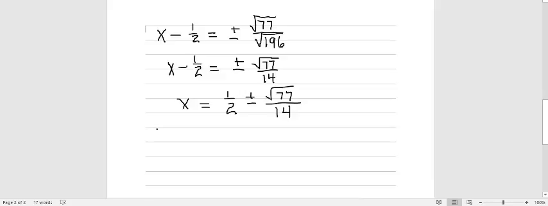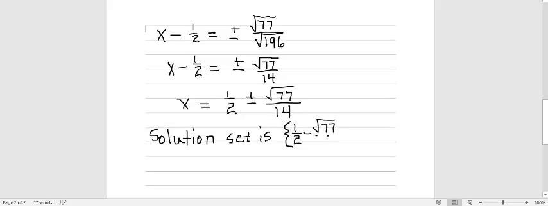So in my math lab, the problem already has the solution set is for you, as well as the set of braces, and you have to put in the two values of x that make this equation true. One value is 1/2 minus the square root of 77 over 14. I separate that from the other value with a comma, and the other value is 1/2 plus the square root of 77 over 14. And that's my solution and how I obtain it.